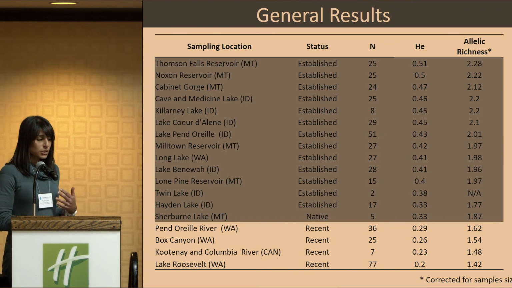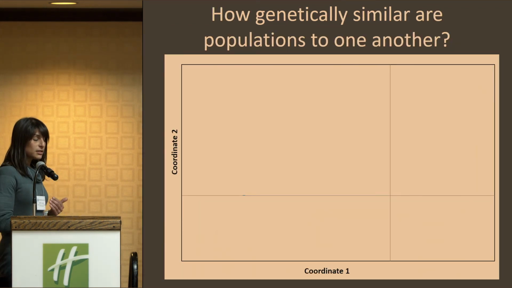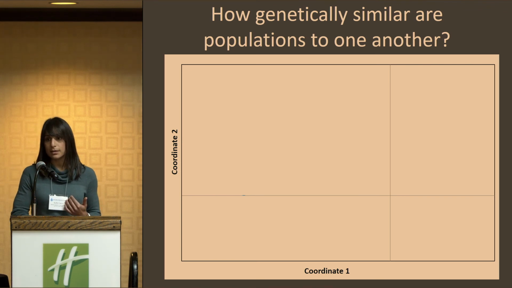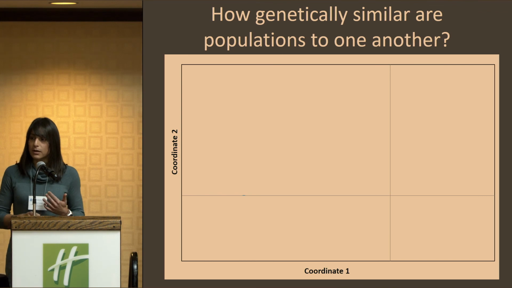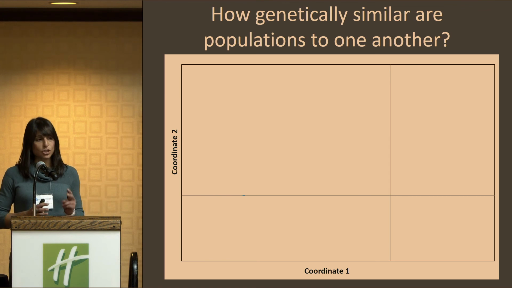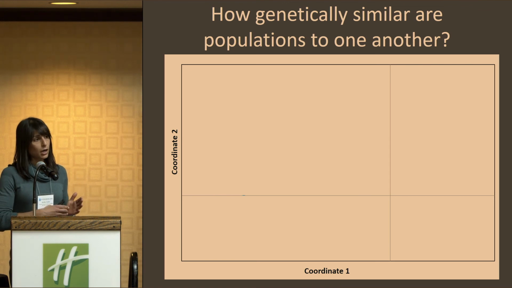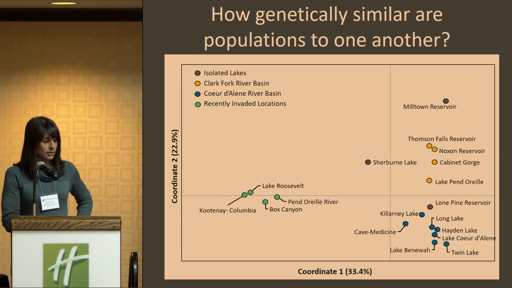All right, so the next question was, how are these populations related to one another? To look at this, we performed a principal coordinates analysis. For those of you who aren't familiar with this, the general summary of how this works is we take all of the genetic information represented in each population and condense that down to 2 coordinates that we can then plot on a graph and just visually look at how the populations are clustering on that graph. And this is what that looks like for our data set.